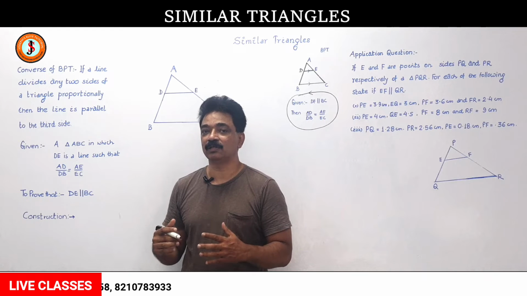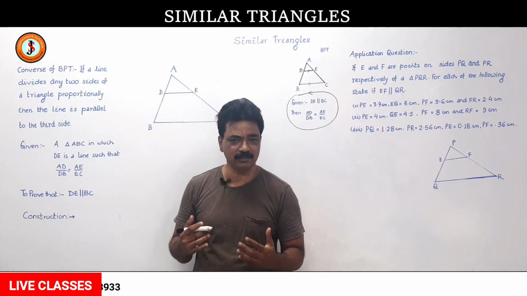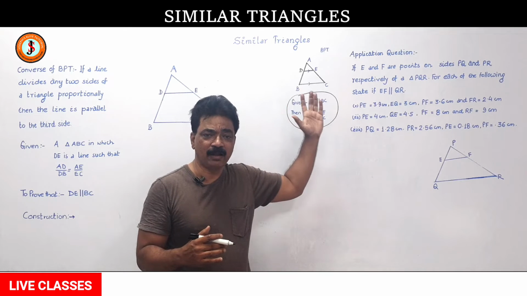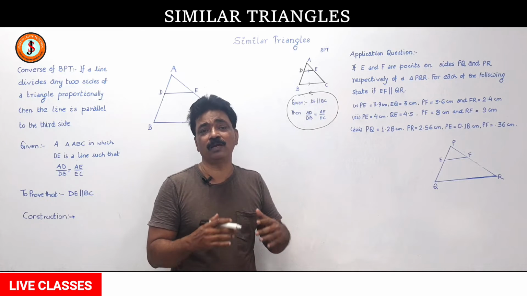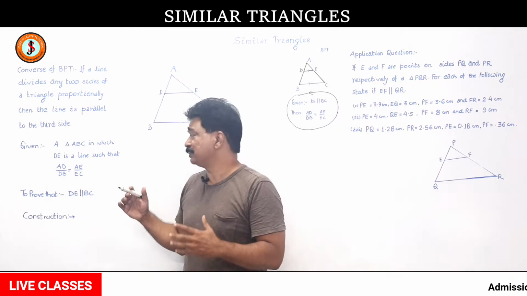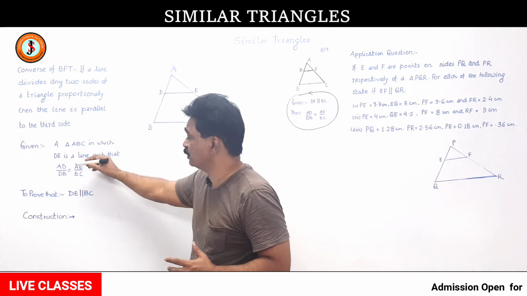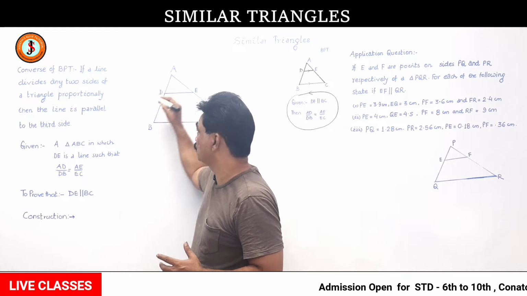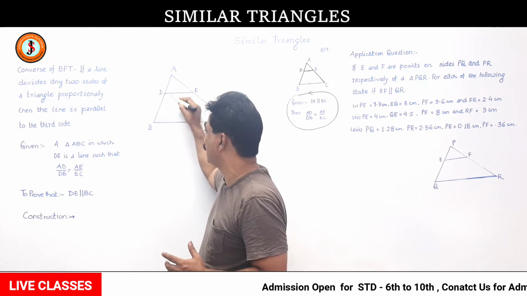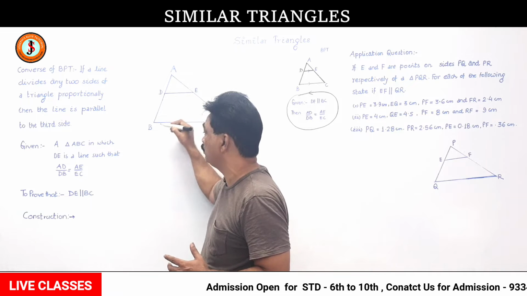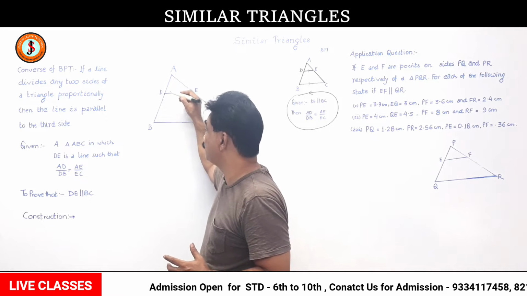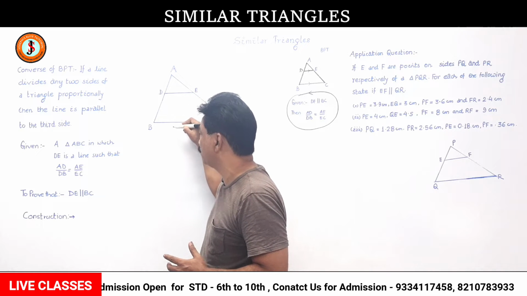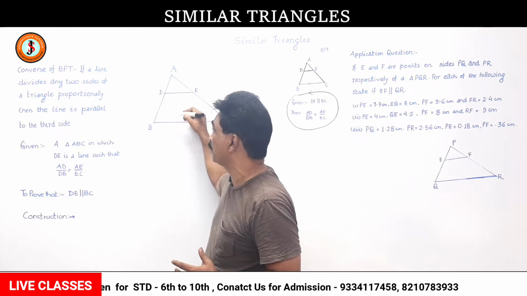Here we are going to study the converse of BPT. It is very simple. In BPT the line was given parallel and we proved that the sides were proportional. In this, it is given that the sides are proportional, AD by DB is equal to AE by EC. So if the sides are proportional, then the line is parallel, that means DE will be parallel to BC. The line which divides two sides proportionally is parallel to the third side of the triangle.